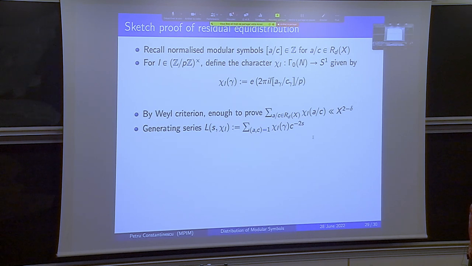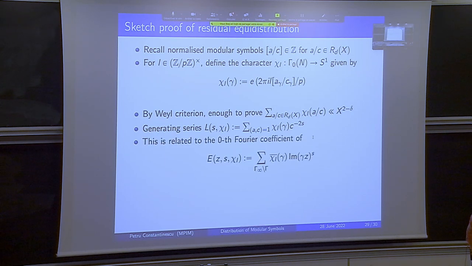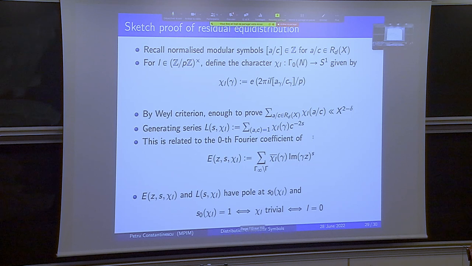So again, we relate it to a generating series of this type, an L series of this type. Of course, hidden in here are many Kloosterman sums and so on. And these are related to the zero Fourier coefficient of the twisted Eisenstein series I showed you. And the basic idea is actually very simple. You know that when the character is trivial, the first pole is at 1. And the first pole is at 1 if and only if your character is trivial. If the pole is not at 1, then the pole is a bit to the left of 1. And when you do all this contour integration, you win. That's the basic hidden idea.